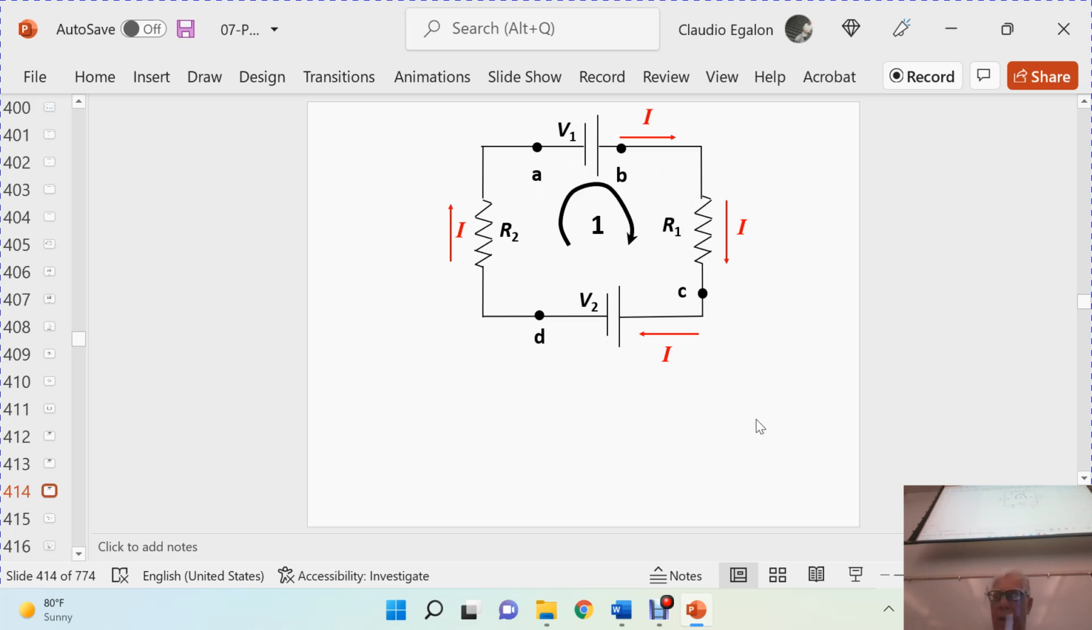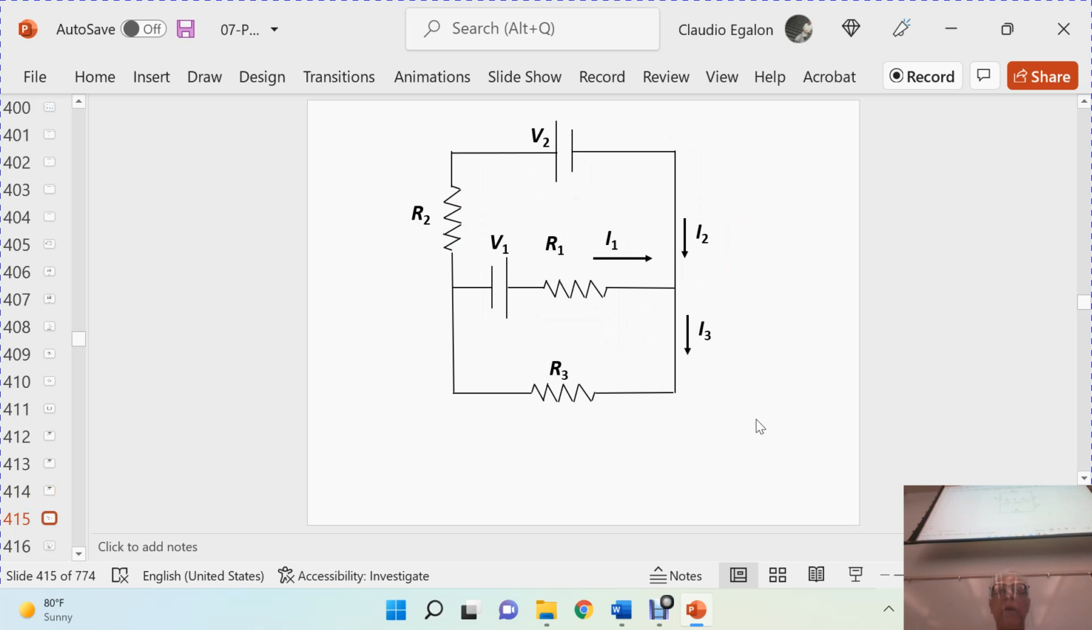That's how you find out whether you chose the right direction or not. Now let's solve this one here. This one is a little bit more complicated because it has 2 nodes and 3 loops. See, I have three loops: this outer loop, this inner loop, and this other inner loop.